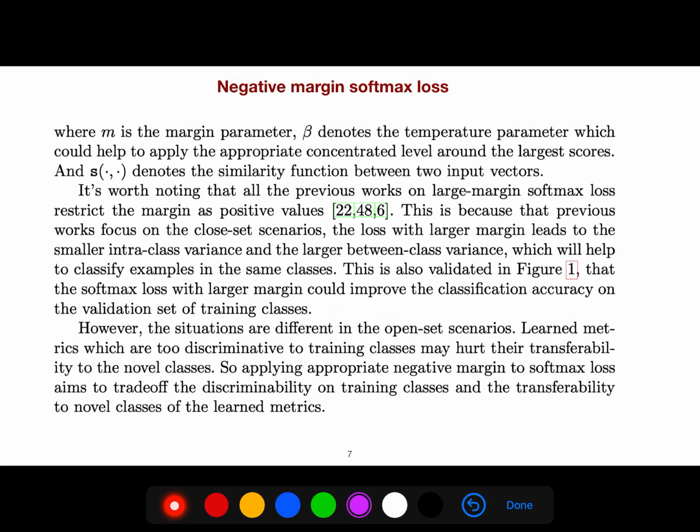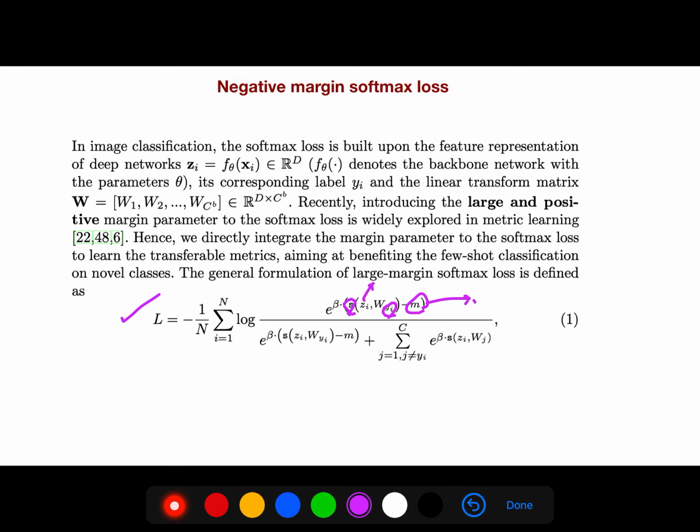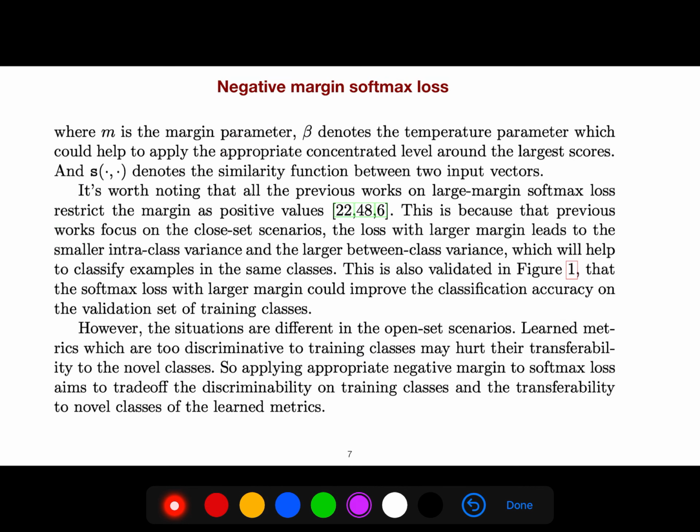And you see m is just the margin. So we just minus m instead of plus m. And beta is the temperature parameter. It's about the concentration issue, because some of the scores are very large, so we concentrate around them. And it's worth noting that all the previous works in large margin softmax loss restrict the margin to positive values.